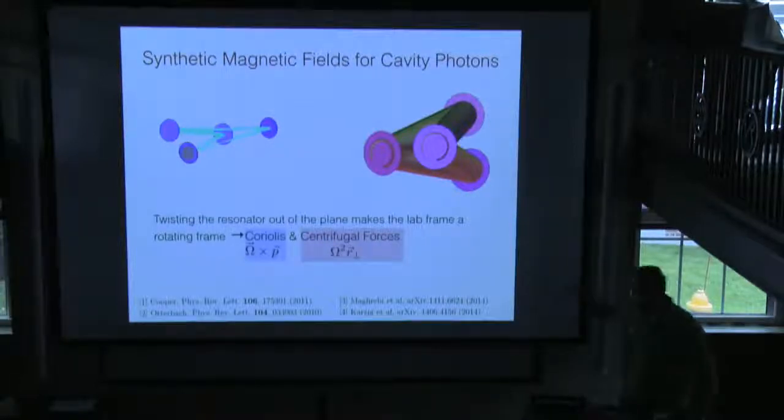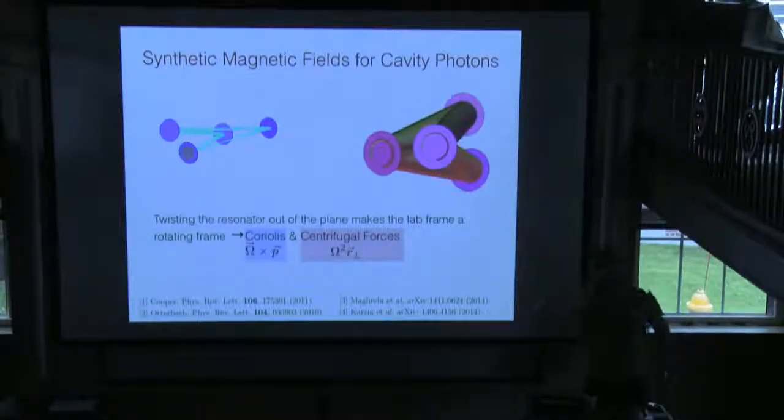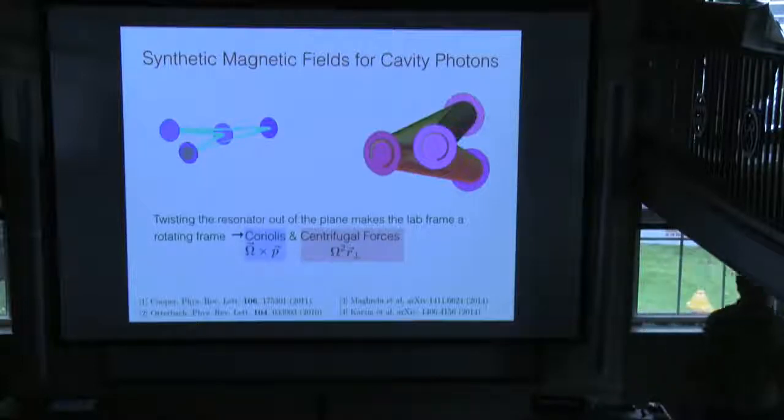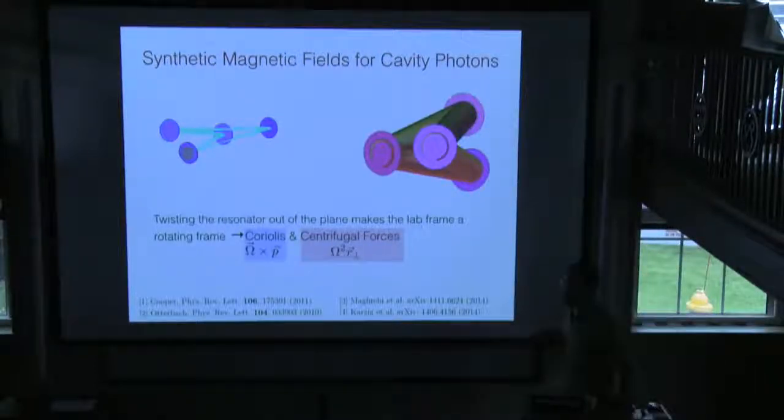But let's just take a quick moment to think about life in a rotating frame, because that's what we're talking about here, right? We have our particle, which is massive and harmonically trapped, but every time step, the system looks like it rotates a little bit due to this cavity twist. That really turns the lab frame into a rotating frame. And the question is, what does that do to the dynamics?